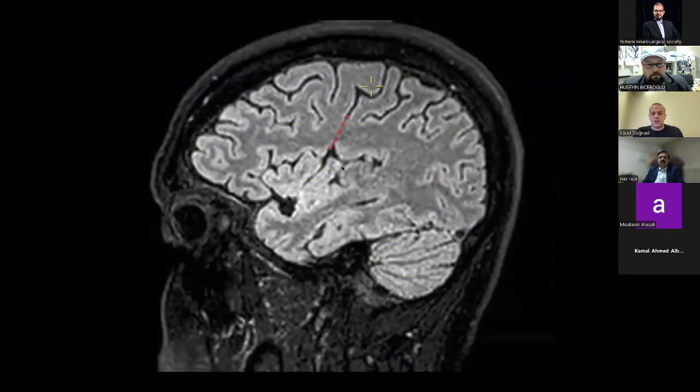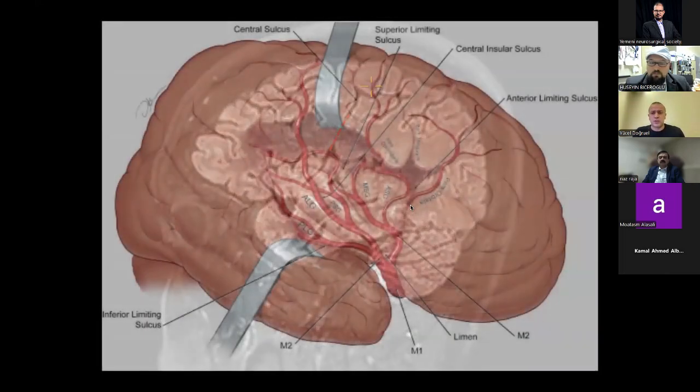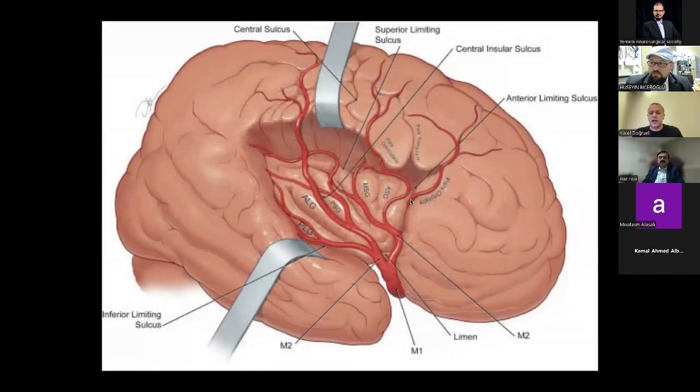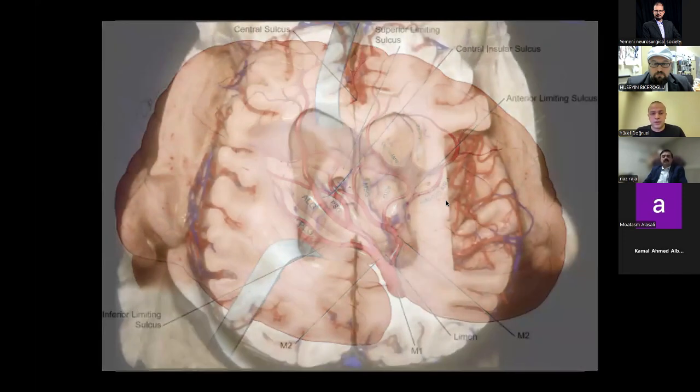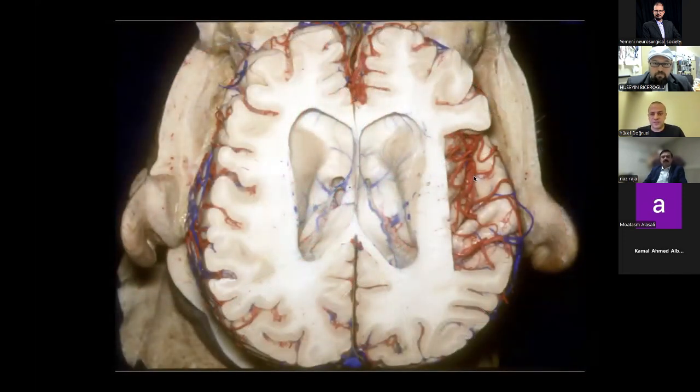Also, one important thing about the central sulcus of the insula is that it usually corresponds to the central sulcus or Rolandic sulcus. So its arterial supply comes from M2 branches of the middle cerebral artery. Also, as I mentioned, the M2 segment of the middle cerebral artery is also named the insular segment.